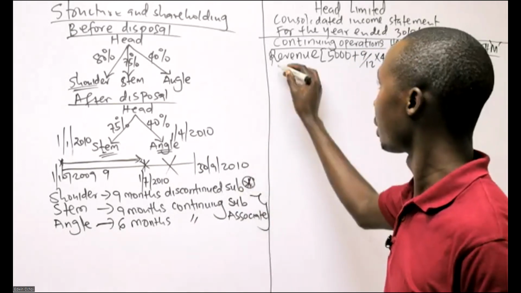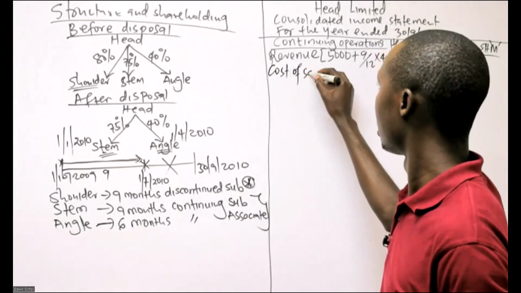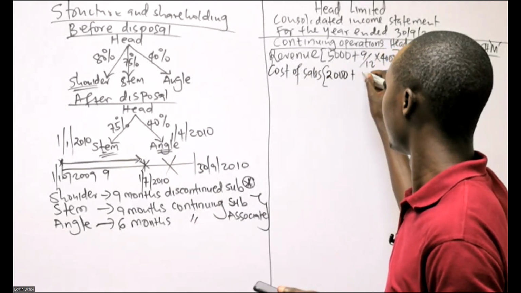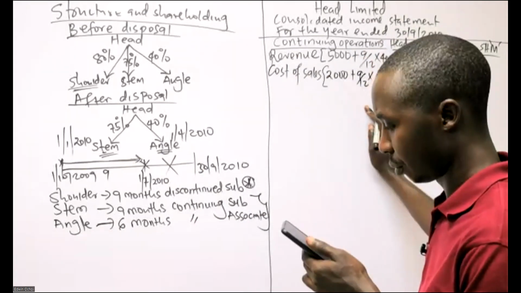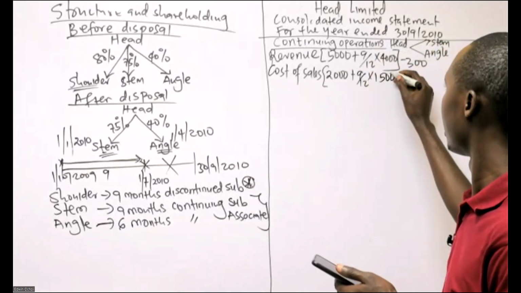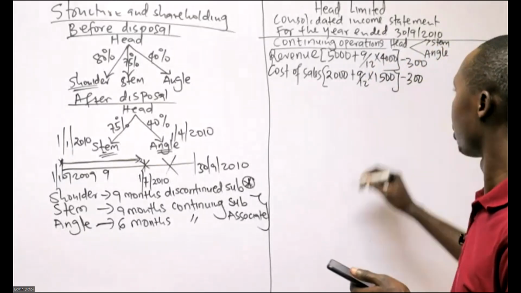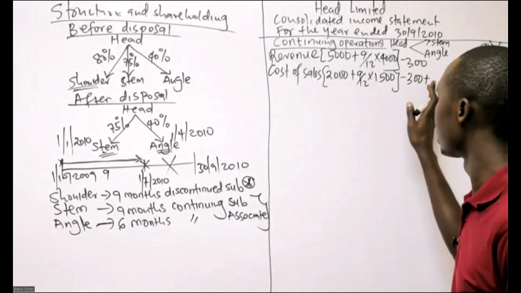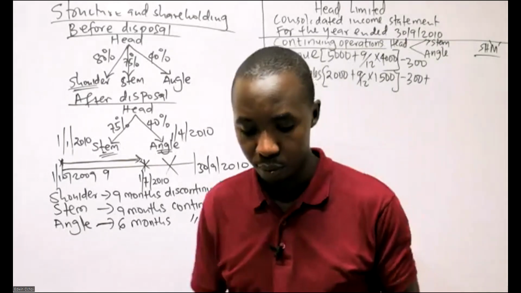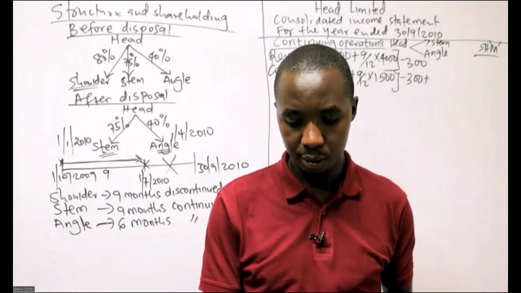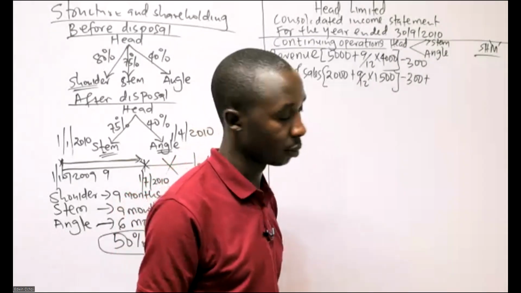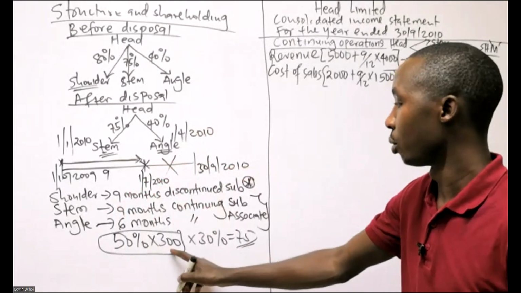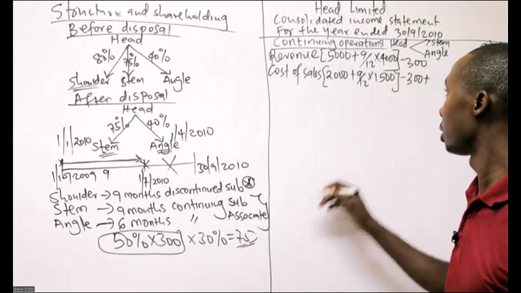The next item is cost of sales. So cost of sales, we say 2,000 plus 9 over 12 times 1,500, minus 300 plus the UPS. Tell me what's the UPS. This is something you know. That is the UPS on closing stock, which is unsold goods times profit margin. So you get 75, you add.